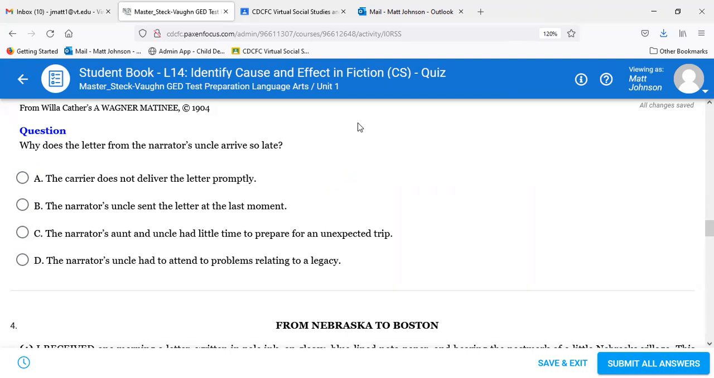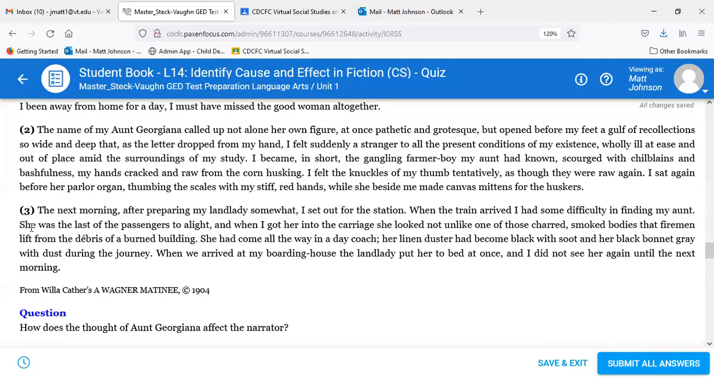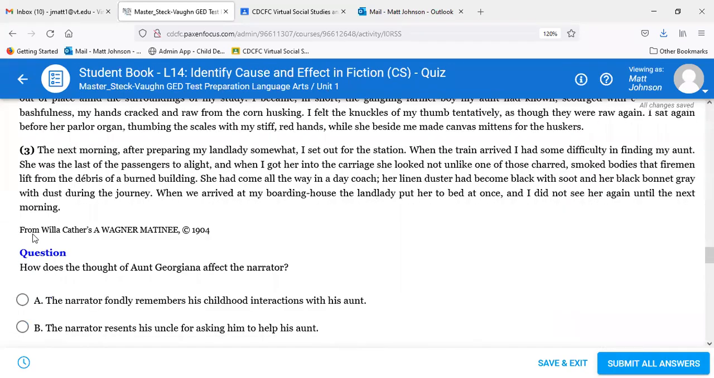I think it's B. Yeah, there you go. And that goes directly to cause and effect, right? Why did the letter arrive late? The narrator's uncle sent the letter at the last moment. So B as in boy on number 3. 4, Sasha Gay, you want to take 4? Okay.